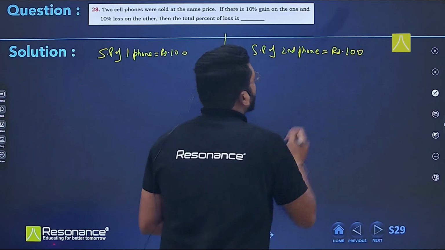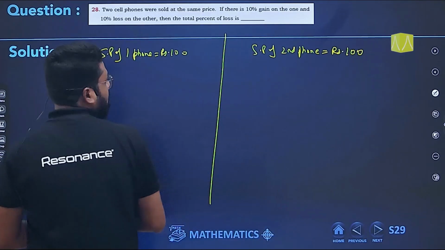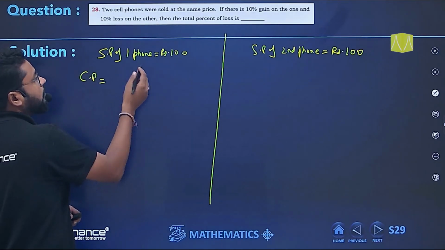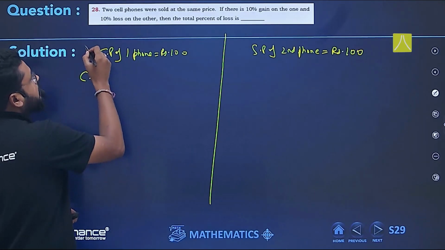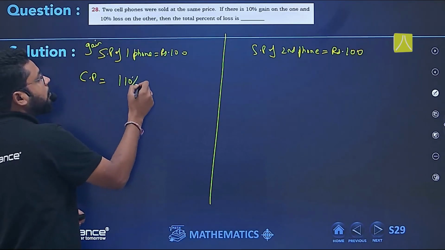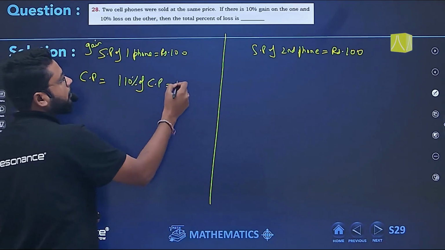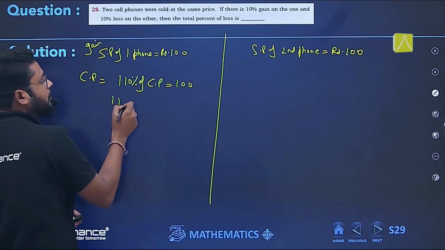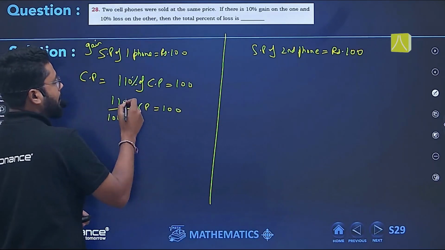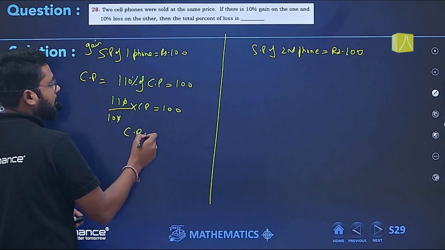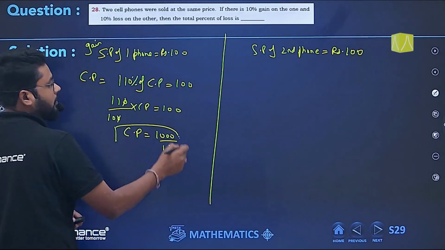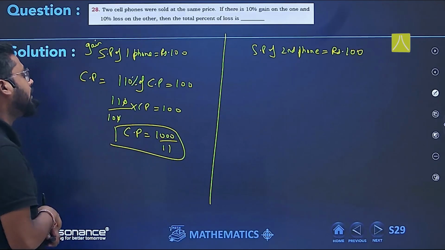But on the first, it is getting 10% gain. That means cost price, selling price, gain. In the first case we are making a gain. So 10% gain means 110% of CP is 100 rupees. So 110 by 100 into CP is 100. So CP will be, if you cross multiply it, 1000 by 11.